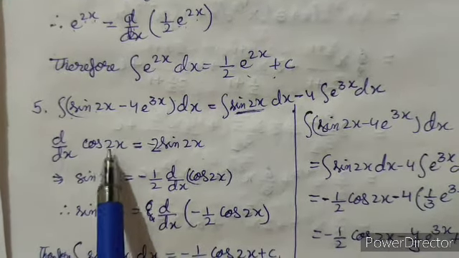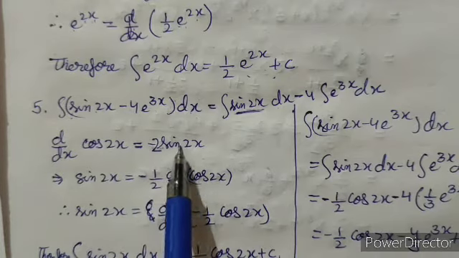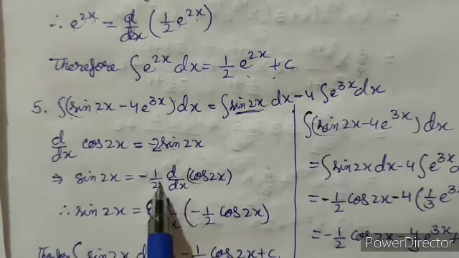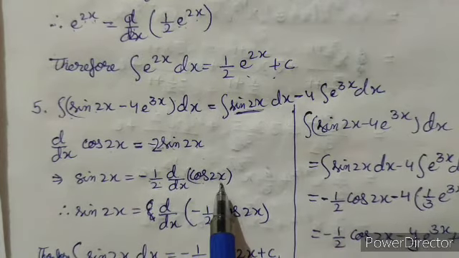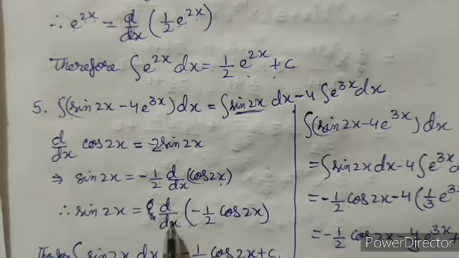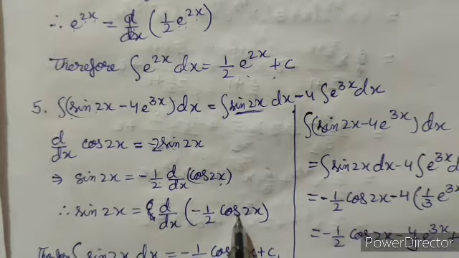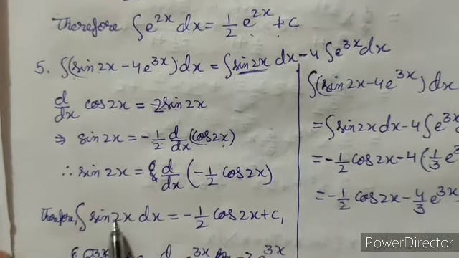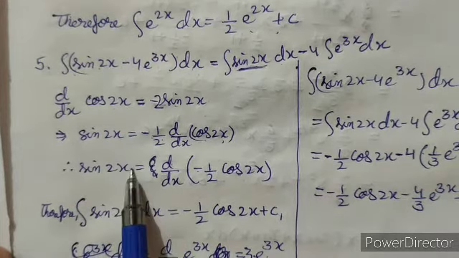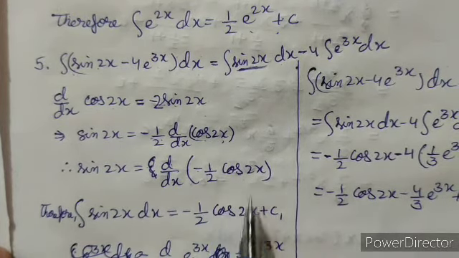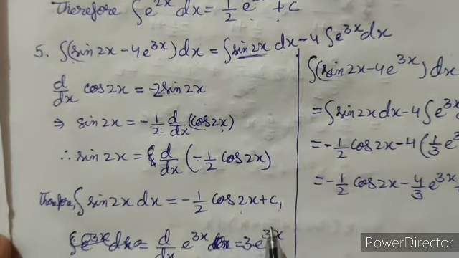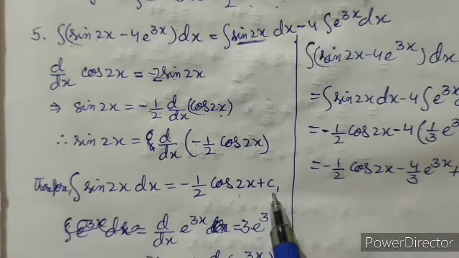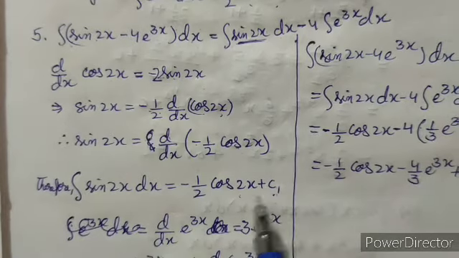As we know, d/dx of cos 2x is equal to minus 2 sin 2x. So sin 2x will be equal to minus 1/2 d/dx of cos 2x, or d/dx of minus 1/2 cos 2x. That means the integral of sin 2x dx will be equal to minus 1/2 cos 2x plus c. Now here there are two functions, so I am taking the first constant as c1.